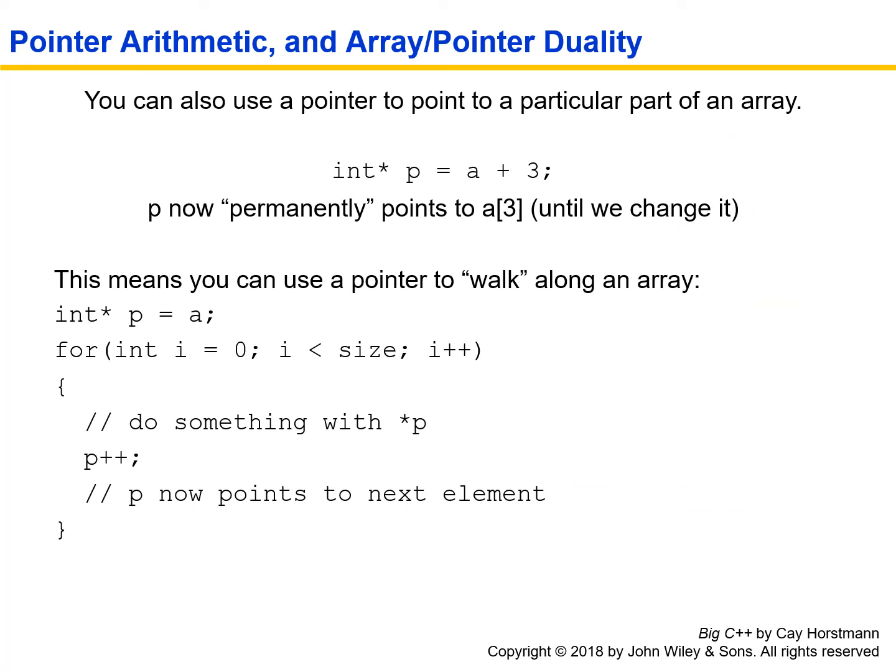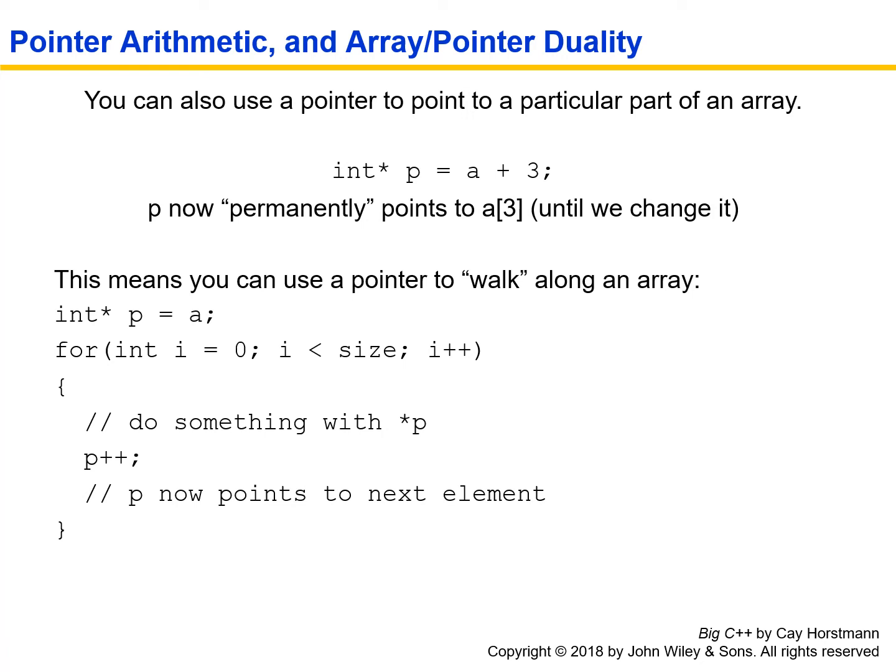Okay, pointer arithmetic also allows you to use a pointer to point to a particular part of an array. So if I declare int *p = a + 3, p now points to the fourth element, the third index of array a. So it points to a[3] until we change it. It's not really permanent, but for as long as we want it to, it points to a[3].